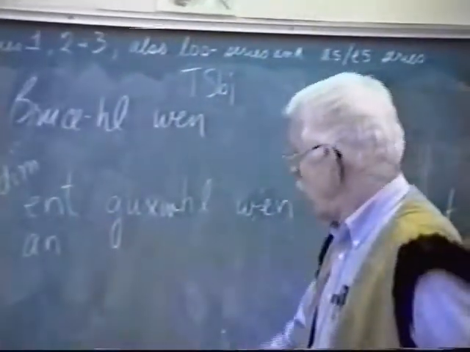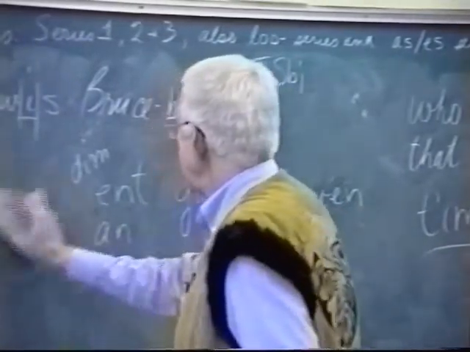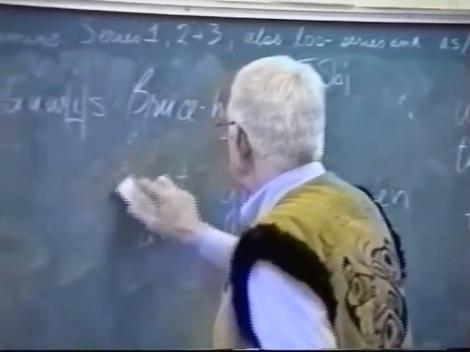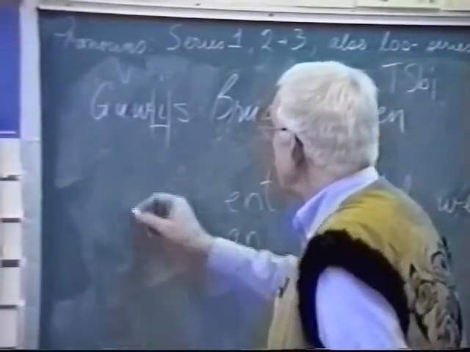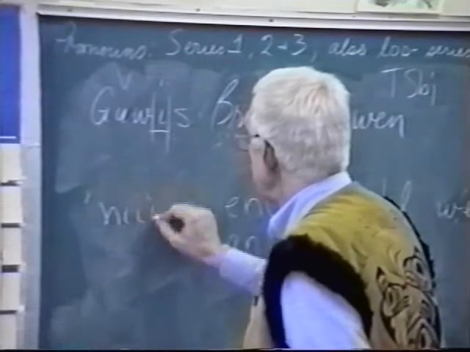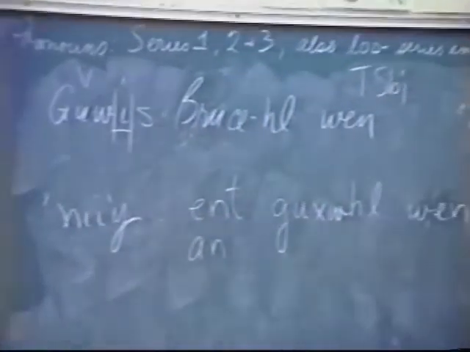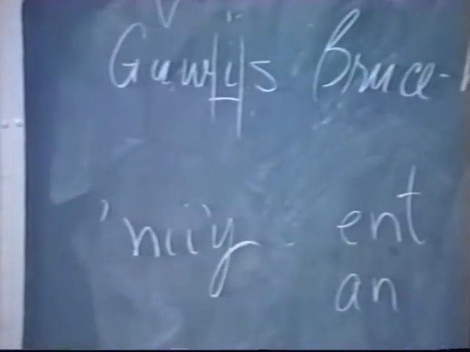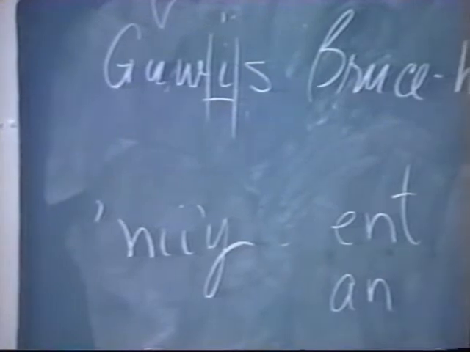But with these relative clauses, notice you can use a proper name like there, Bruce and when. Or you can use a series 3 pronoun. Nee and when. I'm the one.